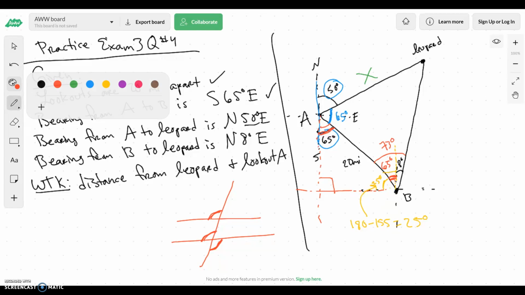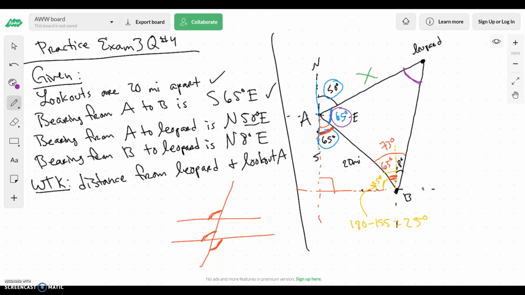Now that we basically figured out everything, I can just figure out what this angle is. Because if this is 65 and this is 73, well, 65 plus 73 is going to give me 138. Take 180, subtract 138, and you're going to get 42 degrees. And once we have that, now we are able to figure out this side x.